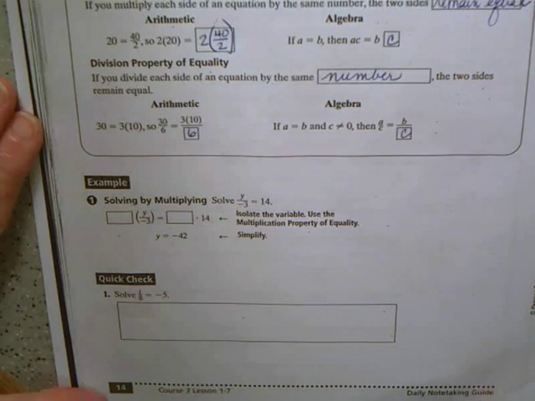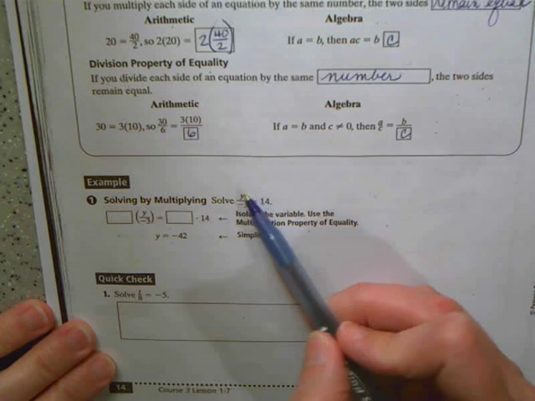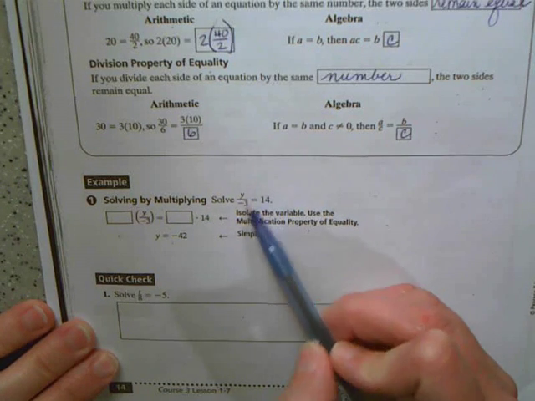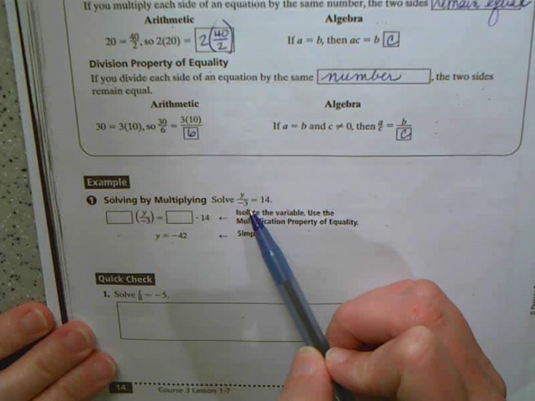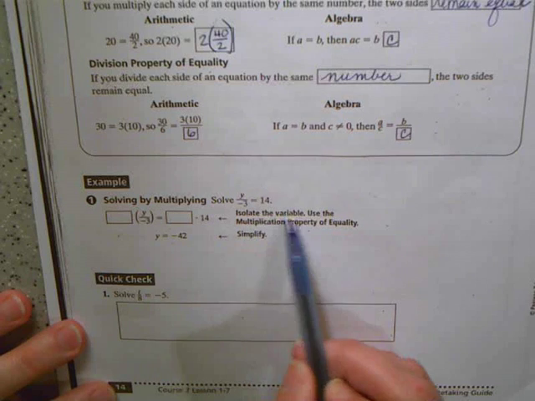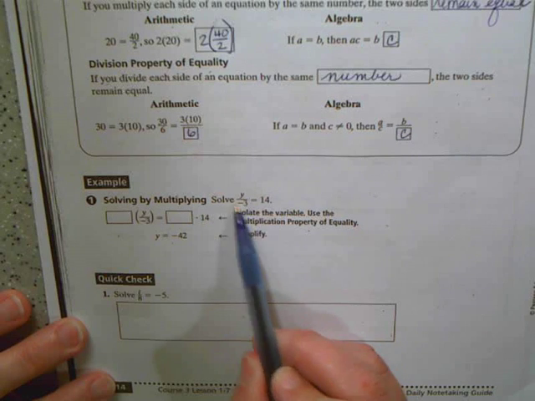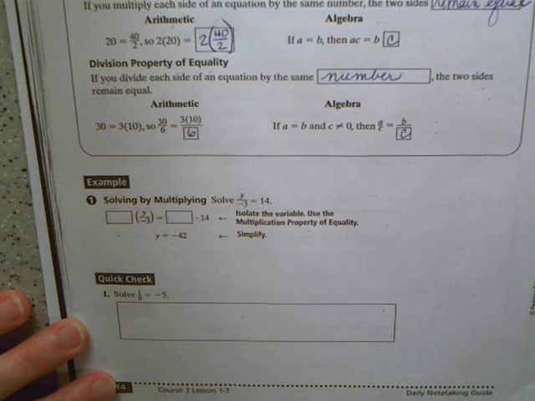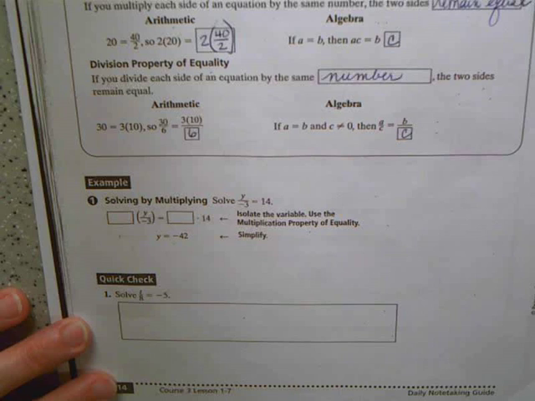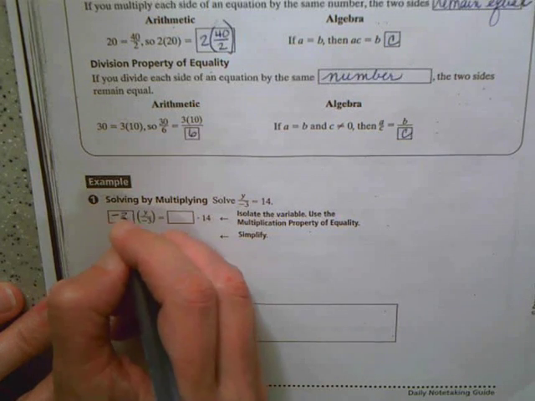Okay, let's look at example number 1. Solve by multiplying. So we want to solve y divided by -3. Remember, this is division in algebra. Normally division is written as a fraction, so we want to get used to seeing it that way, is equal to 14. So our goal here is to isolate the variable, use the multiplication property of equality, because that is the inverse operation of division, so I'm going to be multiplying. So I'm going to multiply each side by -3.